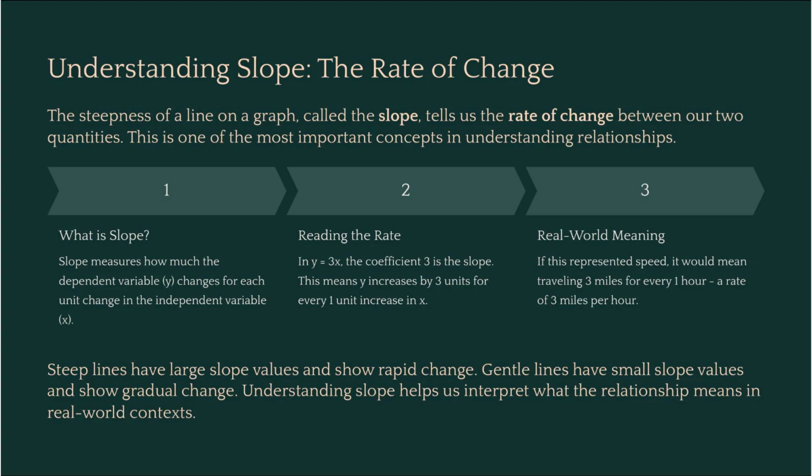For the equation y equals 3x, the rate of change is 3. This is shown by the steepness of the line. For every 1 unit you move to the right on the x-axis, the line goes up 3 units on the y-axis. That rate of change is the number, or coefficient, that multiplies the independent variable.